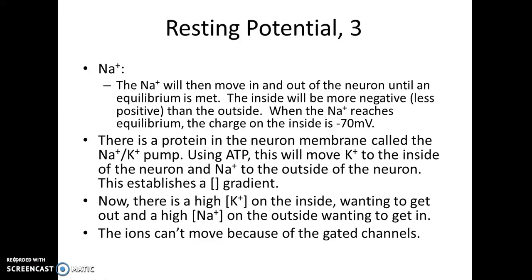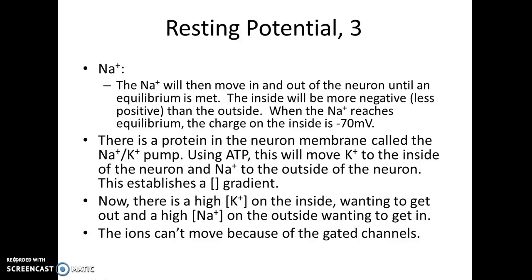That's negative 70 millivolts. Now, there's a protein called the sodium-potassium pump, and that uses ATP, so you know that it has to be active transport. It will move potassium inside the neuron and sodium outside the neuron. The charge is going to be the same because we're moving positive ions, but we're creating a concentration gradient, which means there's going to be a higher concentration of potassium on the inside, a low concentration of potassium on the outside of the neuron, a high concentration of sodium on the outside of the neuron, and a low concentration of sodium on the inside of the neuron.